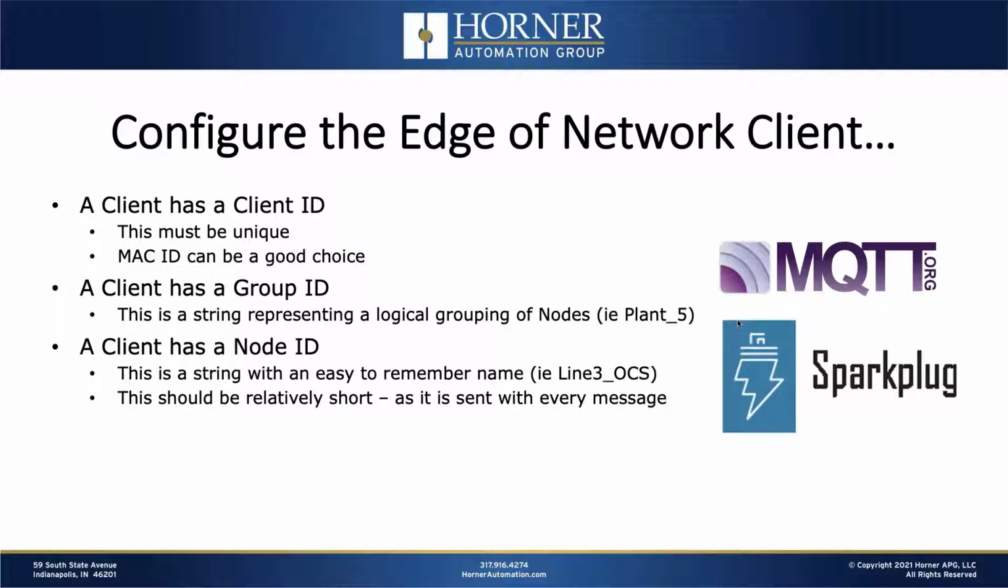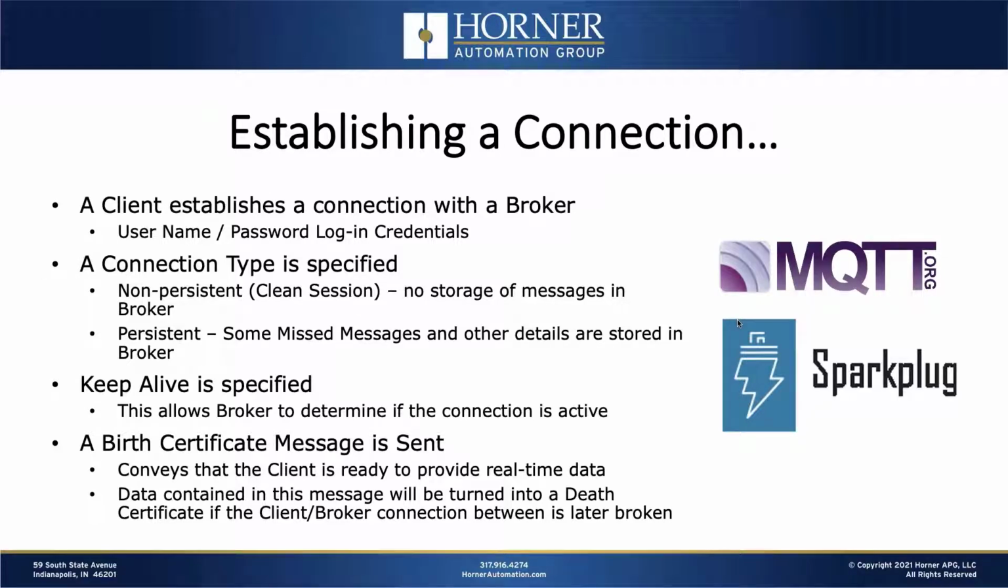Now, also specified on the client side is what's called a group ID. So that's just a logical name that represents how nodes would be grouped or clients would be grouped. So if they're all from the same plant or from the same city, then you might name something like group ID of something like Plant 5 or Indianapolis if they're all from the Indianapolis facility. And then you also specify a node ID, again, a logical name that refers to the specific client that is reporting the data or publishing the data. So, maybe it's on line 3 in a plant, and maybe it would be called line 3 OCS as a node ID.